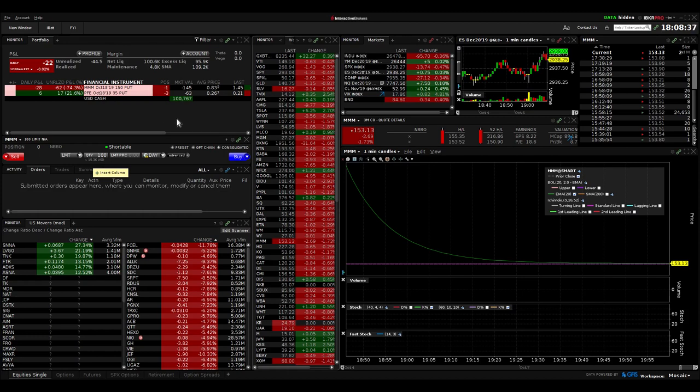Now, if you don't have a margin account, you don't have to worry about this. If you're working your way up to a margin account, just be aware of these things I'm talking about right now because it can be risky.